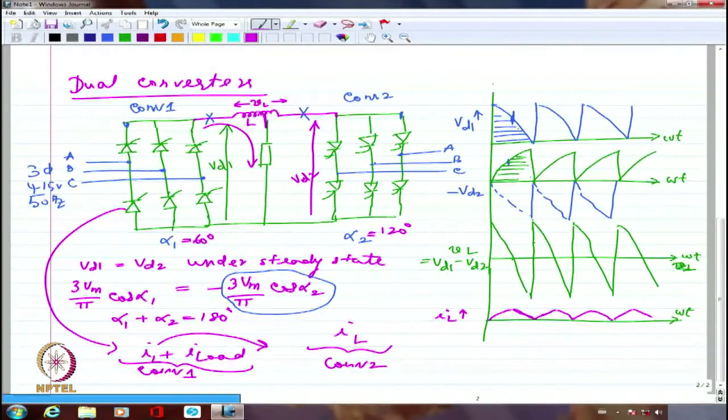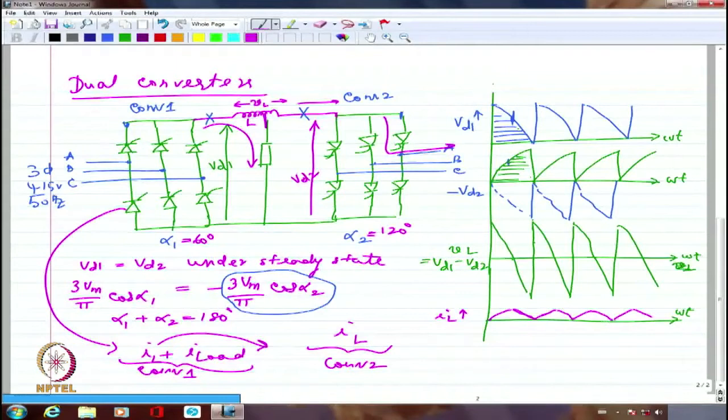So, because I have put a second converter for facilitating the reversal, I will have to add the inductance and so on and so forth, and add a firing angle which is actually 180 minus alpha 1. Because of which there is a circulating current. That circulating current is going to pass through the inductance and back to the three-phase mains. That circulating current is the inductance current alone. It has nothing to do with the load current.